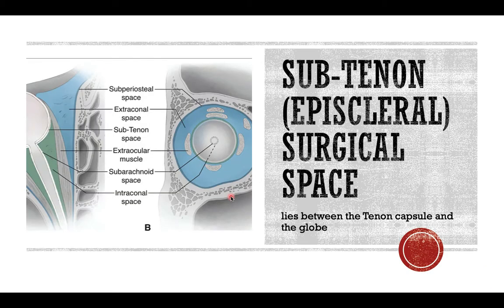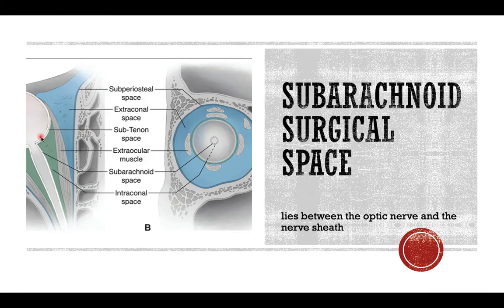Then we have the subtenon space, which we can see here. It lies between the tenon's capsule and the globe. If there is any pus collection, it can be drained by incision of the tenon's capsule through the conjunctiva. Then we can mention the subarachnoid surgical space. It lies between the optic nerve and the nerve sheath, the continuation of the subarachnoid space in the brain.